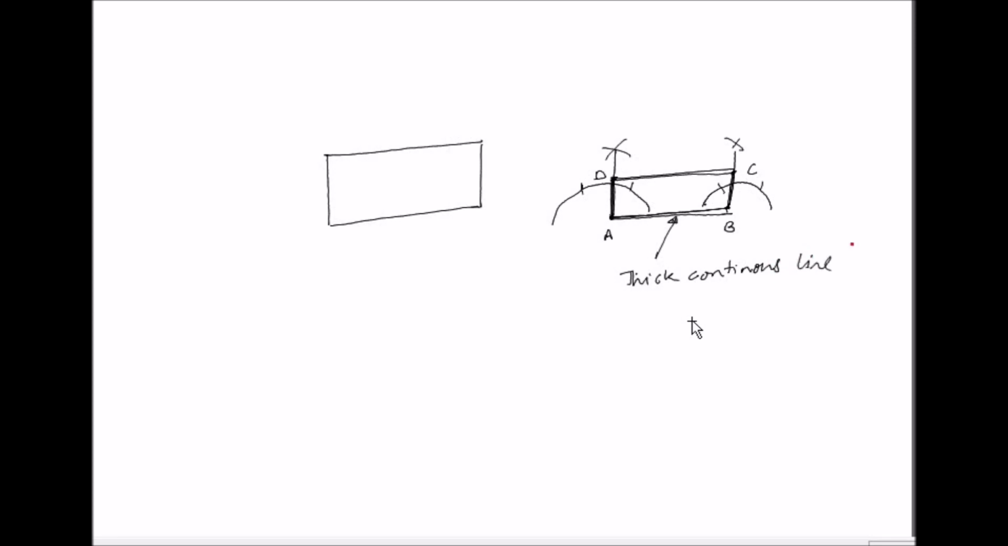All other lines that we have drawn to construct this rectangle, all the construction lines, are drawn by thin continuous lines. So this is the difference between these two, and these two play a major role. They are very, very important while drawing. We cannot mess up with these lines, as it conveys a totally different meaning. So we should be very careful while drawing the thick continuous line and thin continuous line.